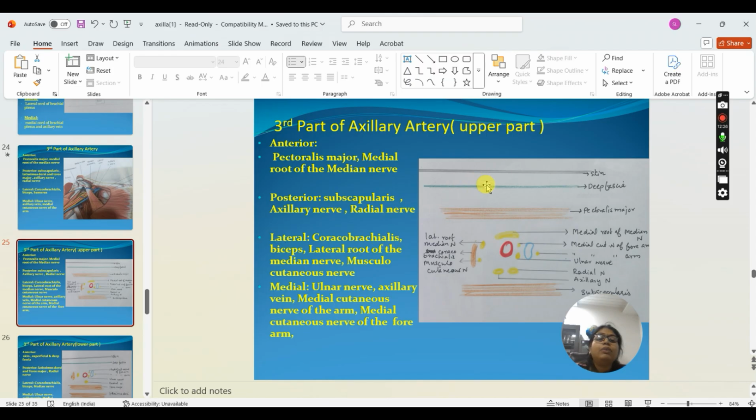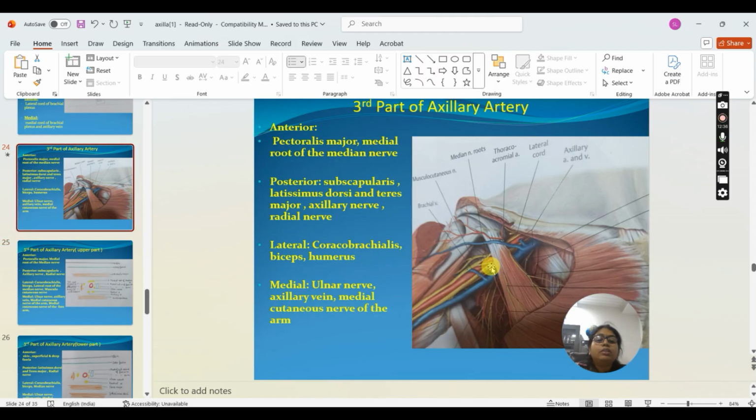The upper part is covered by skin, superficial fascia, the deep fascia, pectoralis major, and the medial root of the median nerve. That's what I told you here. This is the medial root of the median nerve. It crosses the artery from medial to lateral to join the lateral root to form the trunk of the median nerve.